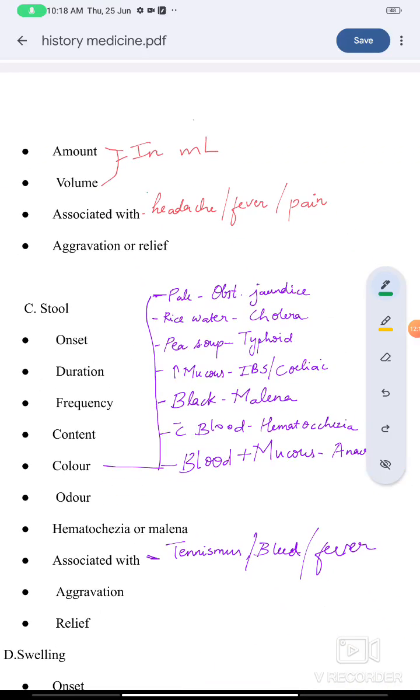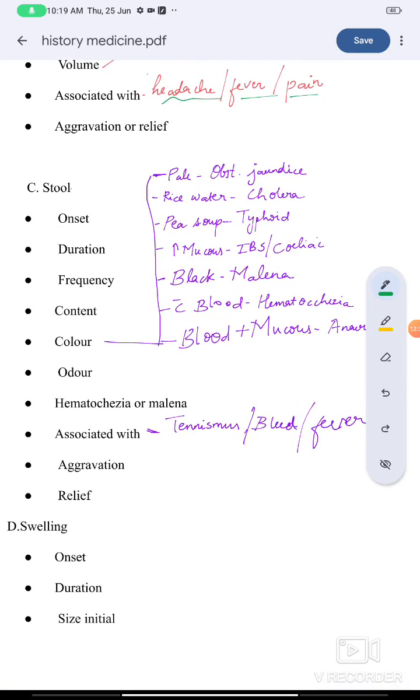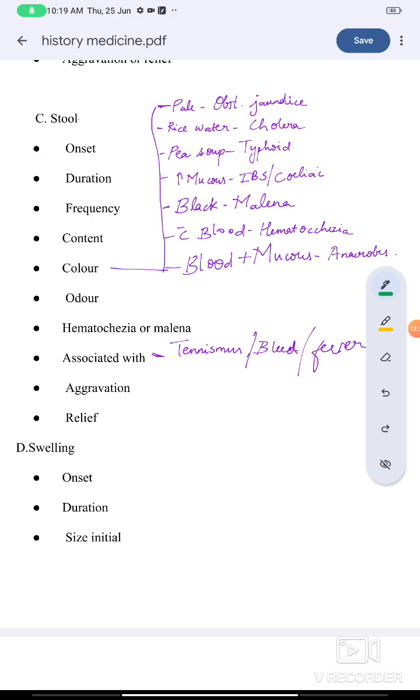Next is the volume or amount. You have to always give a rough idea about how much content is passed in each episode of vomiting. Next is its association with fever, pain, headache, etc. Next is again aggravation or relieving factors. Coming to the next chief complaint, which is stool related.